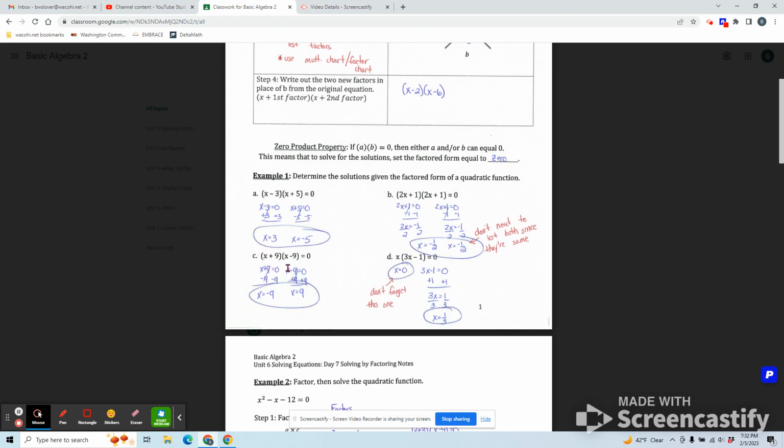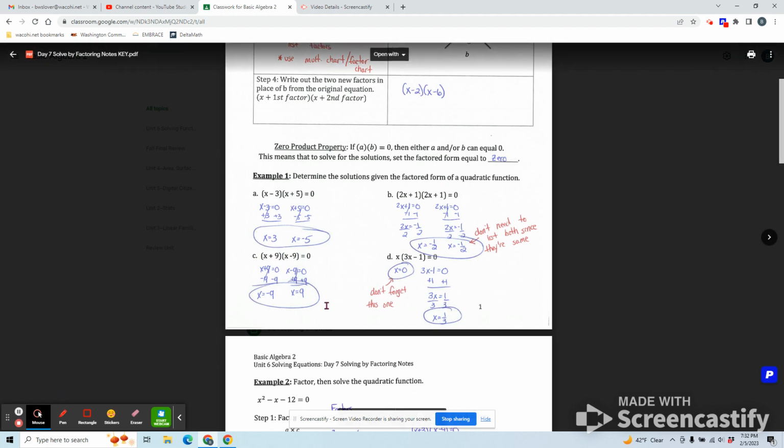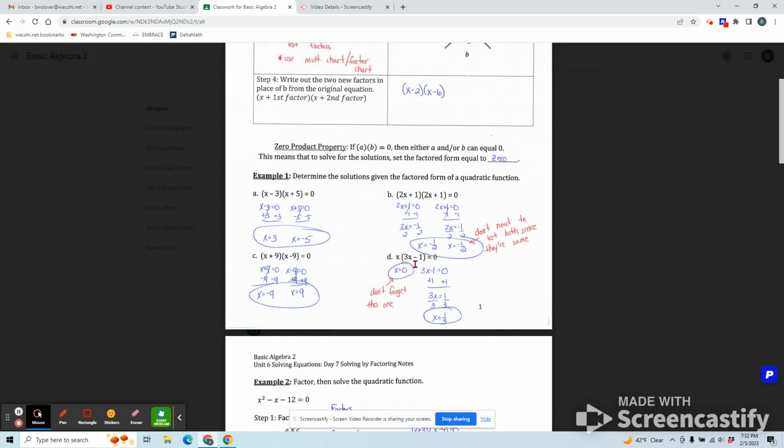Letter C, each set of parentheses equals 0. I solve, I get x equals negative 9 and x equals 9. Now letter D is a bit different. I only see one set of parentheses. So I take that one set of parentheses and I set it equal to 0. And I solve. And by the way, if you get decimals for this one or this one, that's okay. I just left it as fractions.